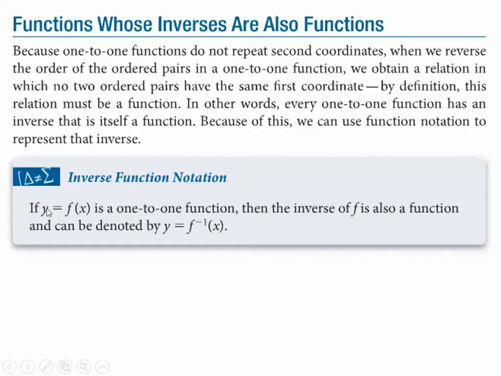So if I have y is equal to f of x, and I know this is a one-to-one function, then I'm able to calculate the inverse. I can say the inverse of this is also a function. So the notation for inverse is a little -1 right here. You can't say it's an exponent; it's just the notation for inverse.